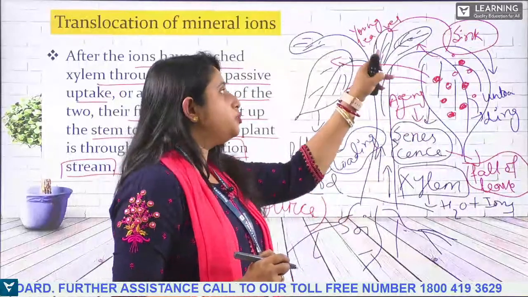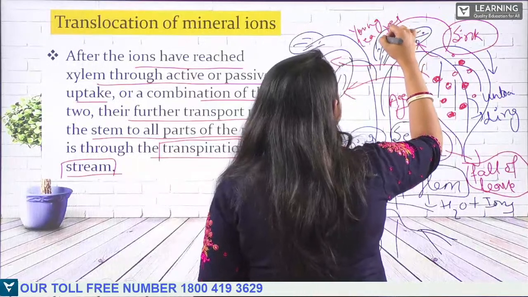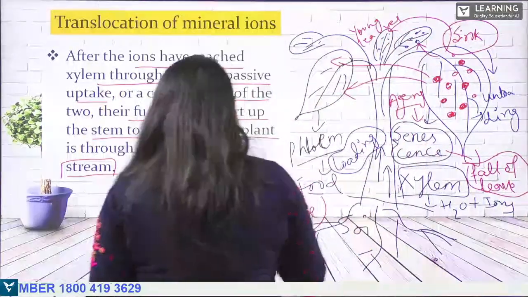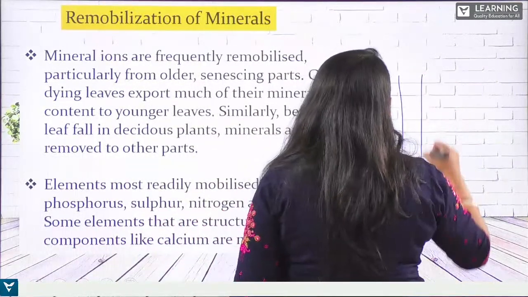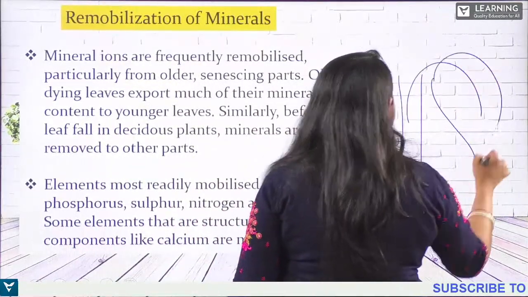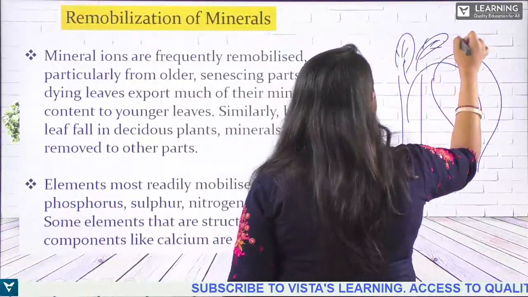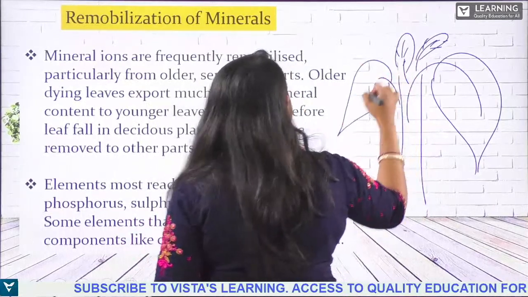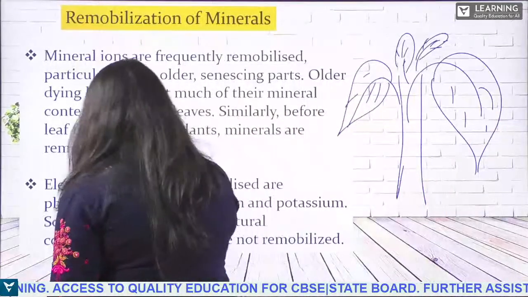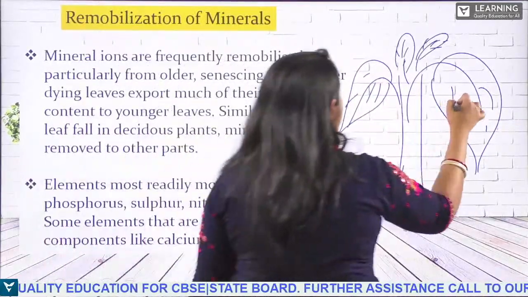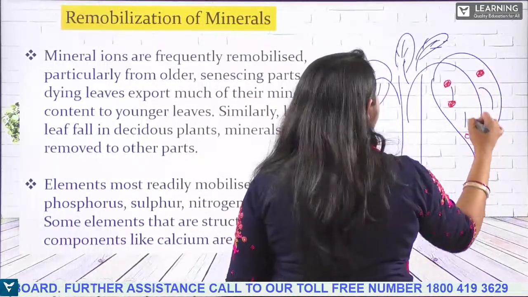So they will be transporting these mineral ions to the younger leaves. That is known as remobilization. Okay, let me show here once again. So this is a plant. This is a leaf. These are the smaller leaves. Here, the mineral ions which are present here will be transported to the younger leaves. This is known as remobilization of minerals.